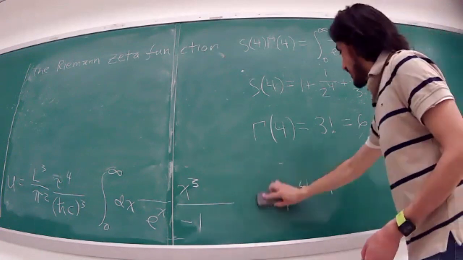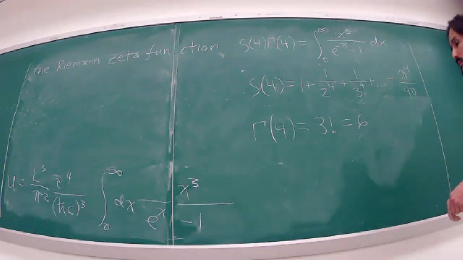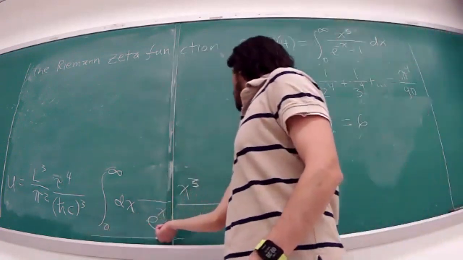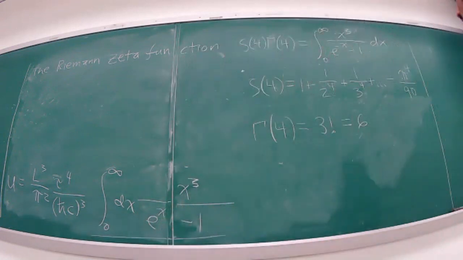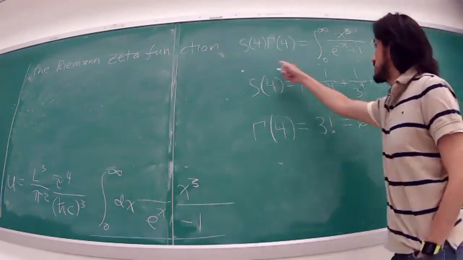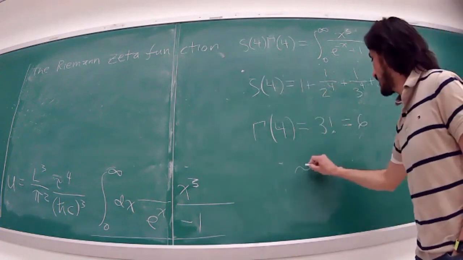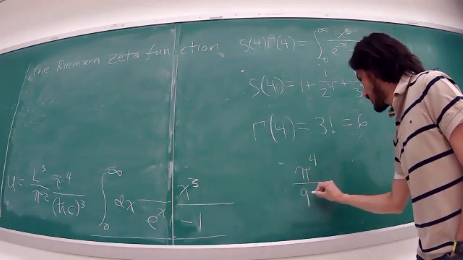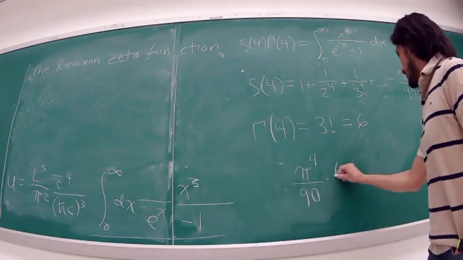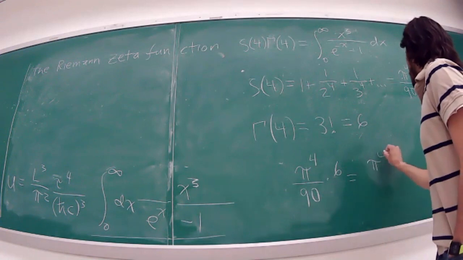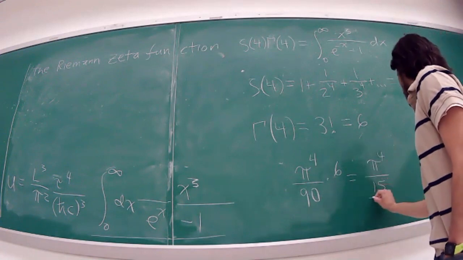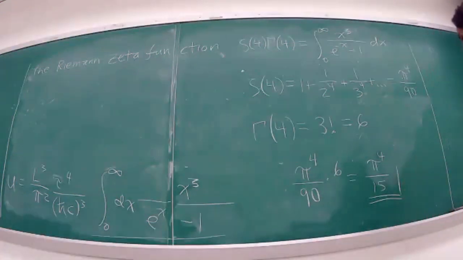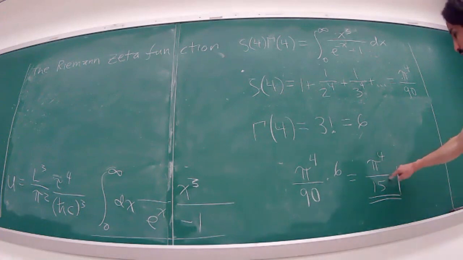Okay, so this whole thing over here, that integral is equal to pi to the 4th divided by 90 times 6. So that's pi to the 4th divided by 15. And that is what Kittel tells you, that that integral is equal to this.